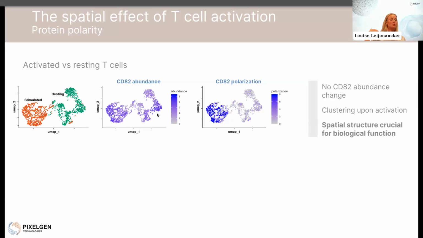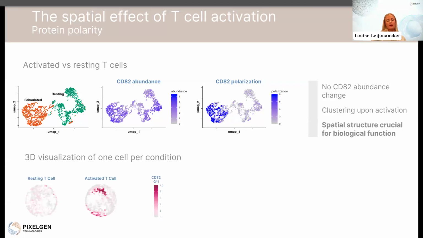Whereas when you include the spatial aspect and you look at CD82 polarization, you see that it is very much polarized for the stimulated T cells, but not at all for the resting T cells. So there is something biologically happening when T cells become activated where CD82 plays a role. And we also have a 3D visualization tool that we have developed to look at the data from that perspective. And this is what it looked like when we used that one.